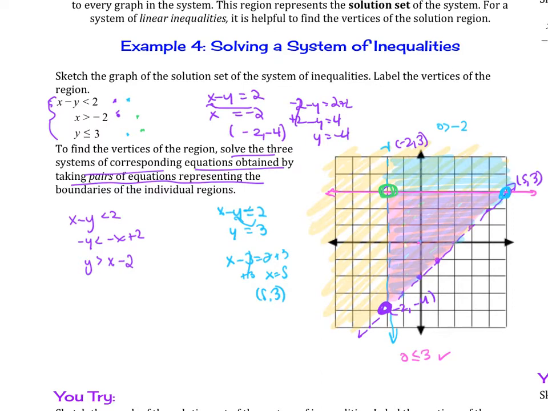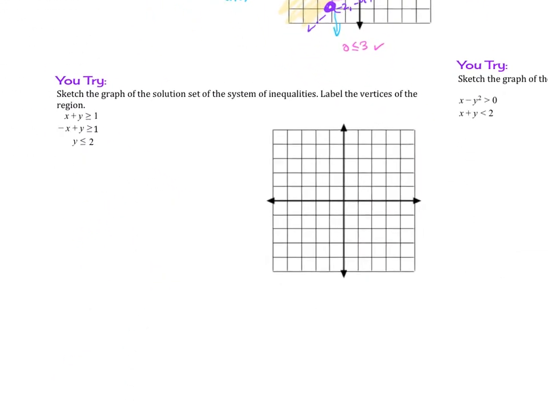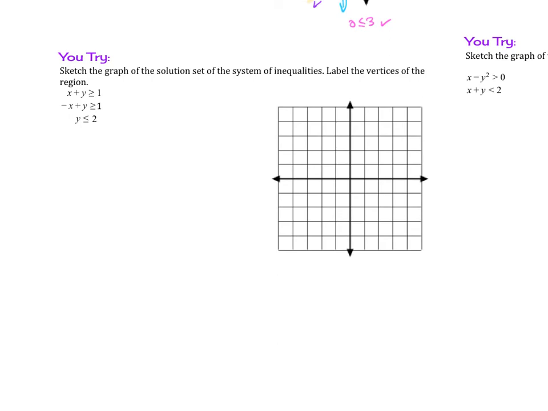And then later on, as you see more complicated problems, if you can find where they intersect, that's always helpful. And then if you know the slope, you can find the rest of the line by just using slope. So try this example here. Sketch the graph of the solution set of the system of inequalities and then label the vertices of the region.